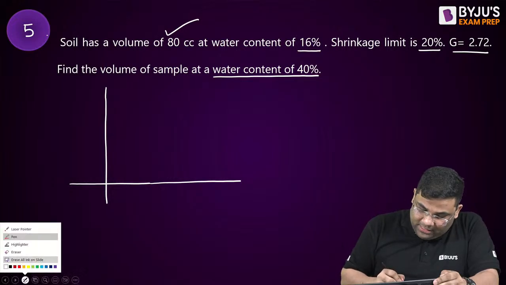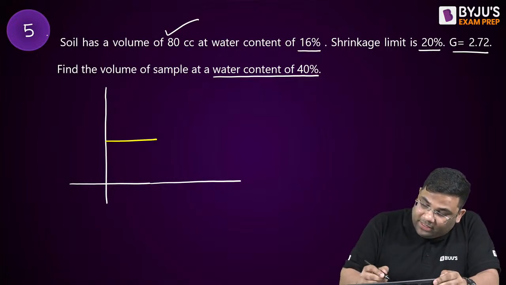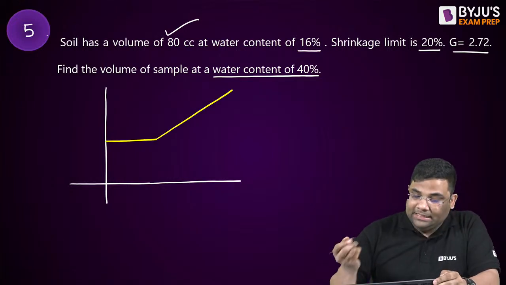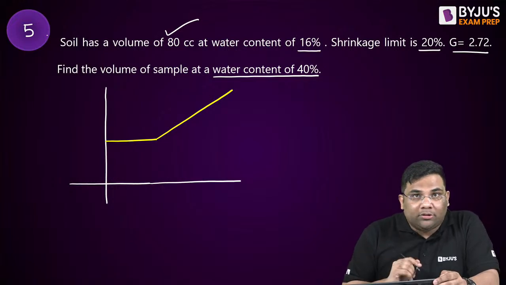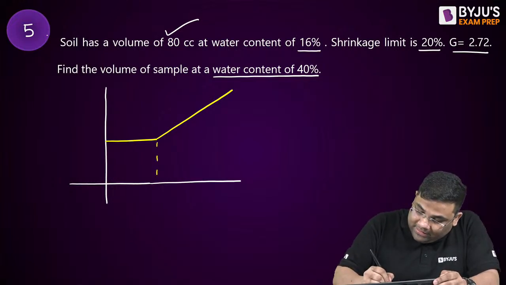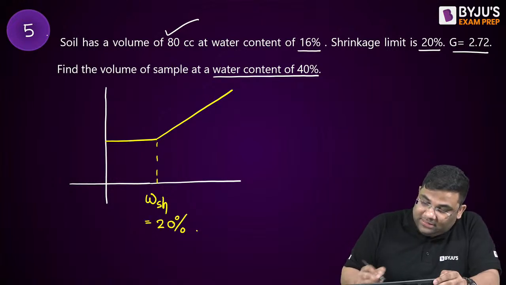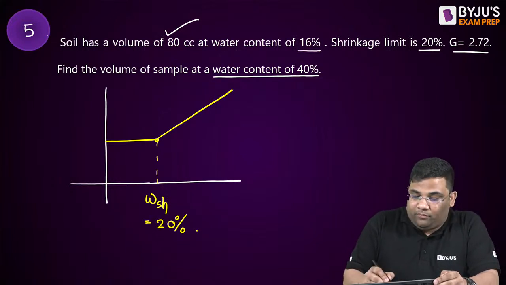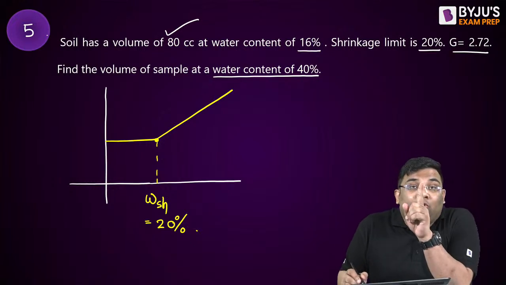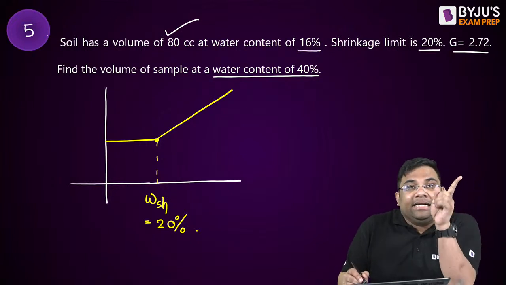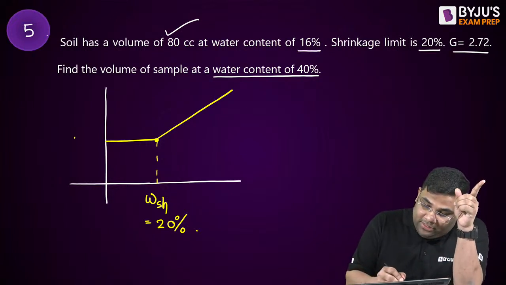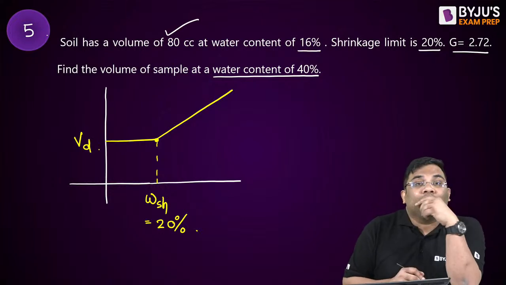If you remember the diagram of volume versus water content, then we get this particular plot, right? This is the shrinkage limit, right? This is the shrinkage limit, given how much? It is given 20%, yes? And the volume from the shrinkage limit to zero water content remains the same, right? That is equal to the dry volume, right?